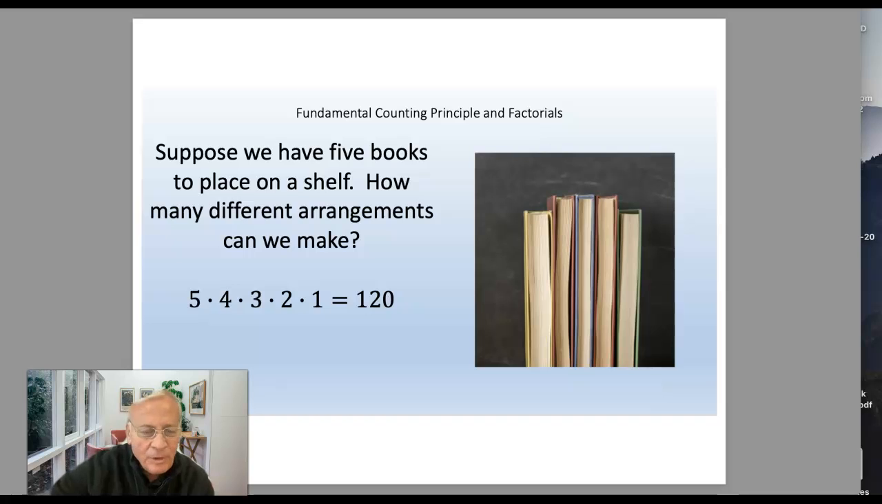If we have 5 books, the first slot I can put any of the 5 books. Once I put one in that first slot, for the second slot I only have 4 choices left. And then the third slot there's 3, and then there's 2 and 1. So basically I'm multiplying 5 times 4 times 3 times 2 times 1. That's how many arrangements there are: 120 different ways to arrange 5 books on a shelf.